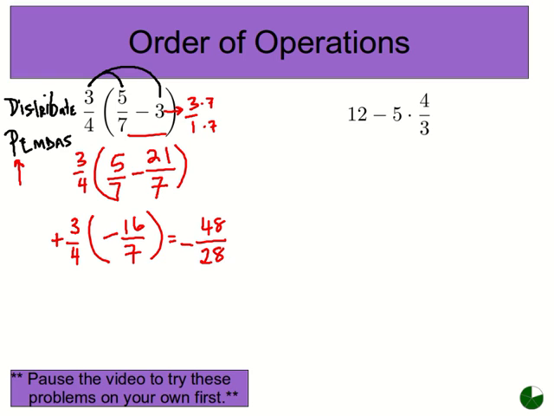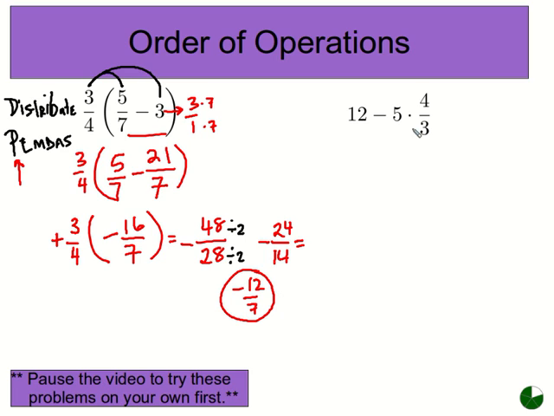I need to simplify this problem, so I divide top and bottom by 2. That's going to give us negative 24/14. I can do it again, giving us negative 12/7. Let's look at the second one.